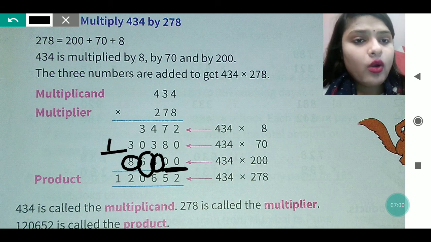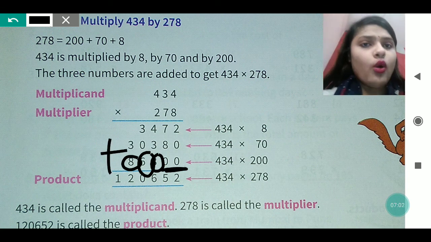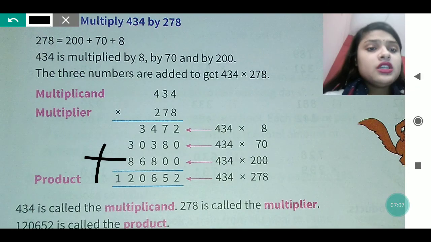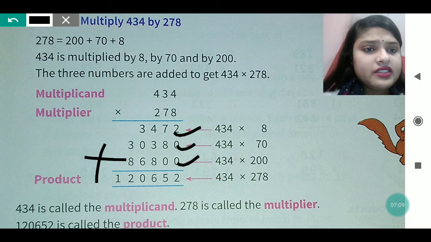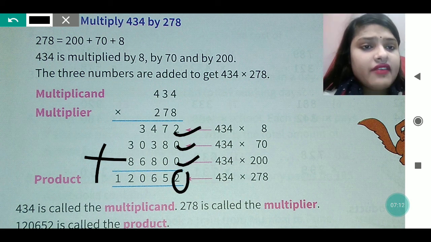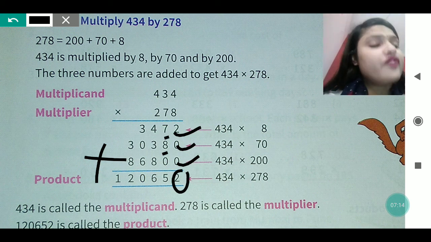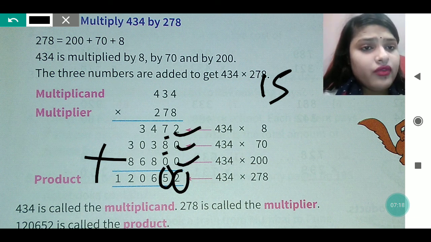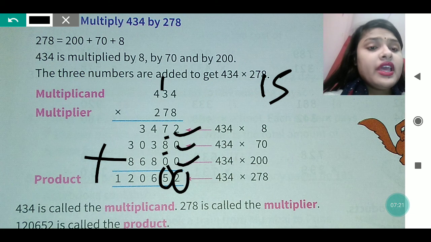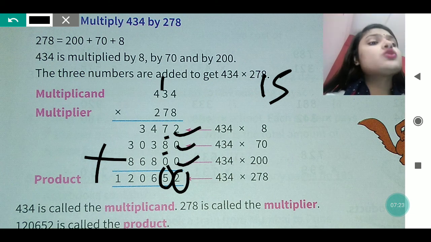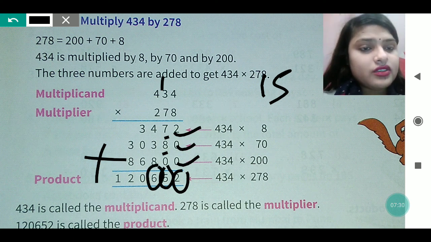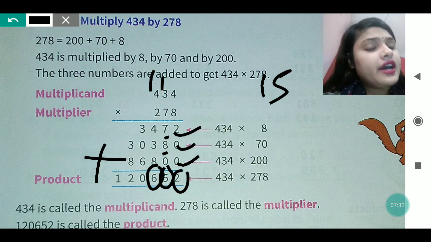Now let's add all the 3 products. Add all the 3 products, my dear. Just see. 2 plus 0 is 2. Yes. 7 plus 8. How much? 15. Then 5 we will write down. 1 we will write up. Now 8 plus 4 is 12. 12 plus 3 is 15. 15 plus 1 is 16. So 16, 6 we will write down and 1 we will write up.